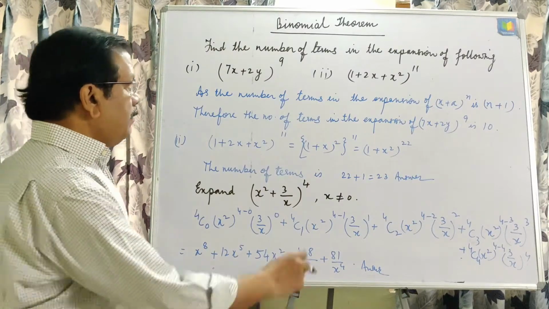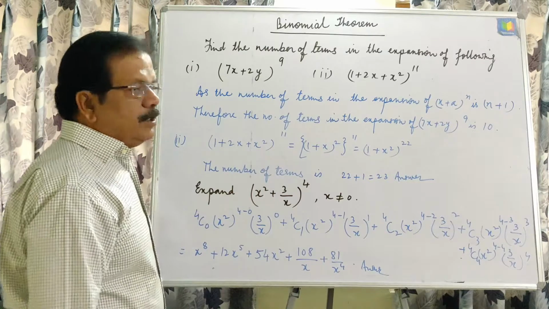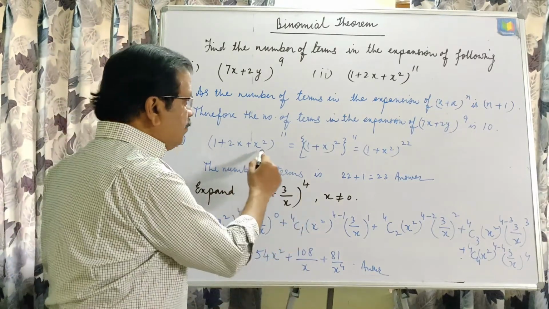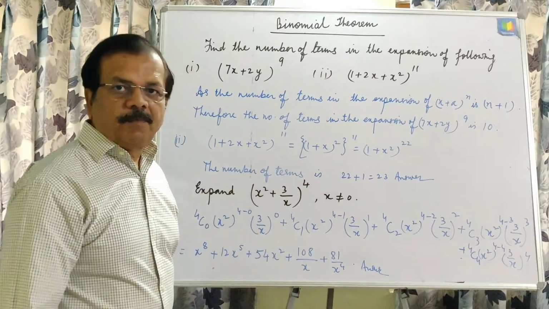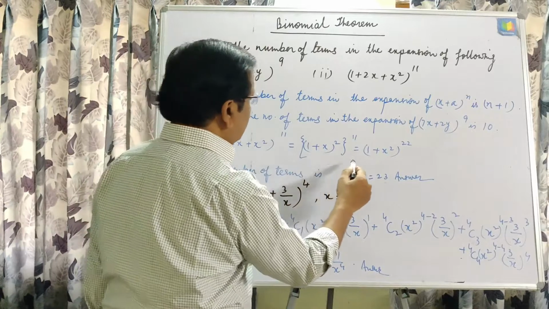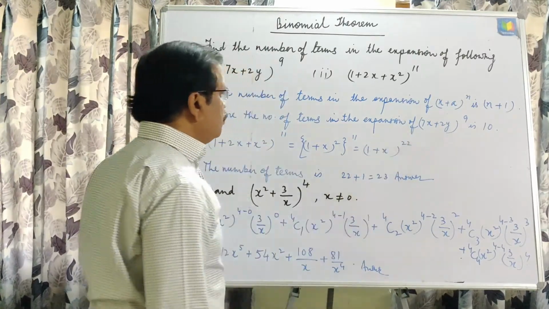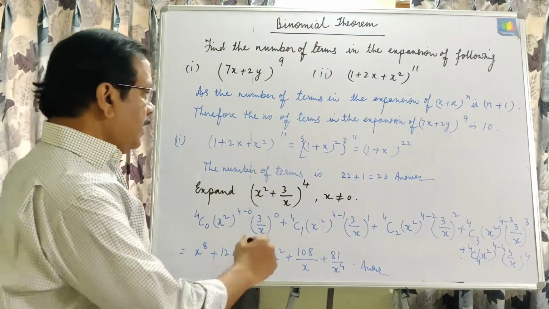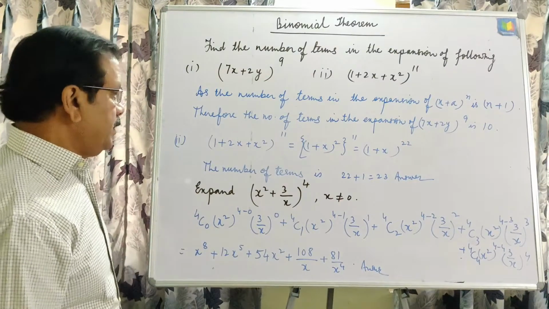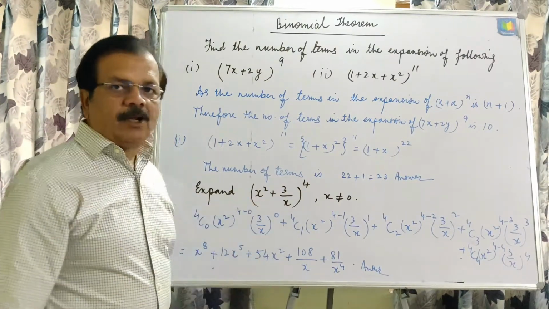10. In the same way, in the second question, (1 + 2x + x^2)^11, the number of terms: because this can be rewritten as ((1 + x)^2)^11, ultimately we will write (1 + x)^22, and then the number of terms will be 22 + 1, that is 23. And the next one is to expand this binomially.